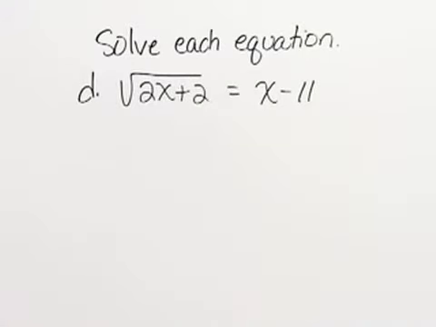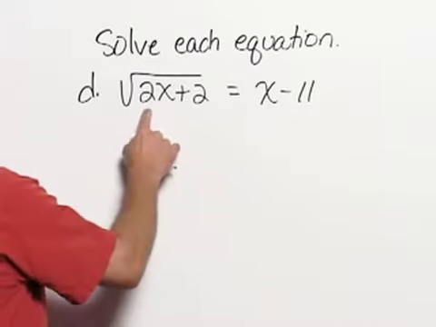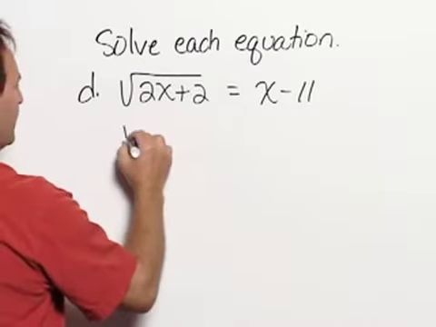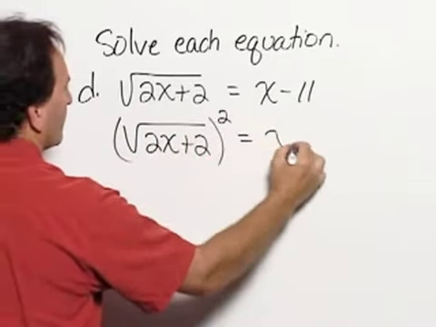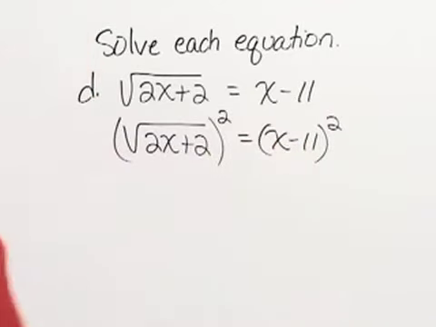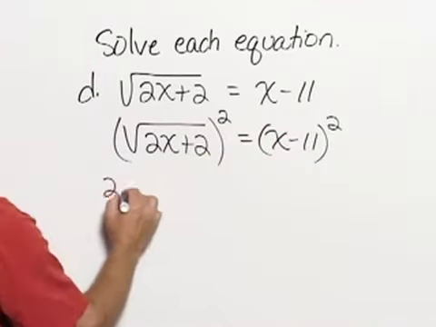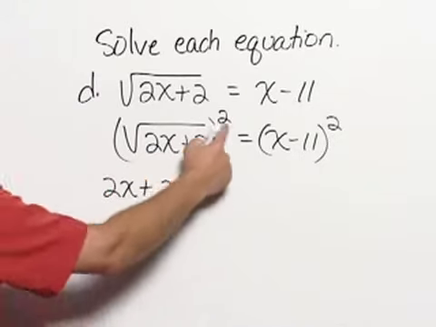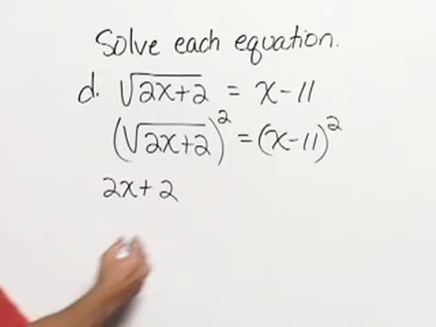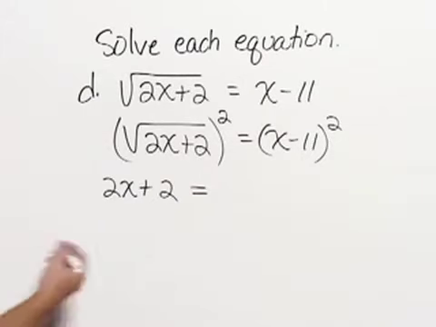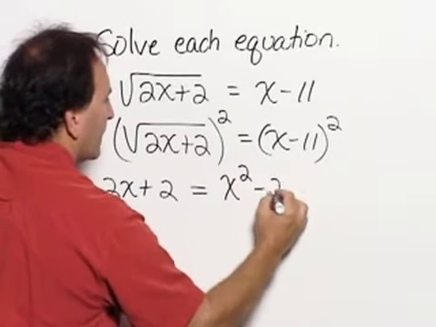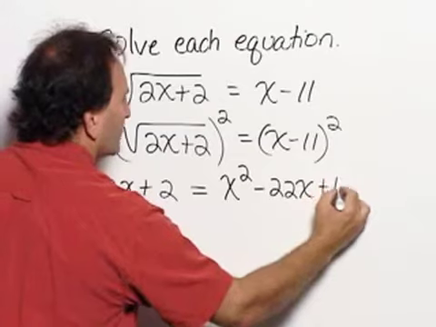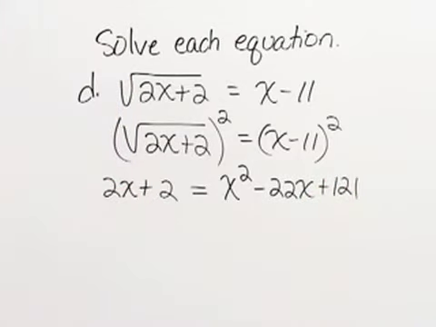Part D, the square root of 2x plus 2 equals x minus 11. We have a square root, it's been isolated, and so what we need to do is raise both sides to the power of 2, or in other words, square both sides. On the left-hand side, we simply get 2x plus 2 because the square root squared is the radicand, that is the expression under the radical symbol. On the right-hand side, we have a binomial squared. We use the rule that tells us it's x squared minus 22x plus the square of 11, which is 121.